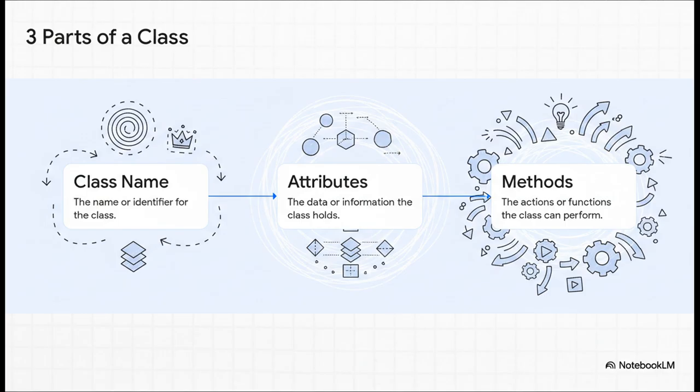First, you've got the class name. Obvious enough, right? It's just what we call it. Second, the attributes. Think of this as the data the class holds, or the things it knows about itself. And third, you have the methods. These are the actions the class can perform, the things it can do.